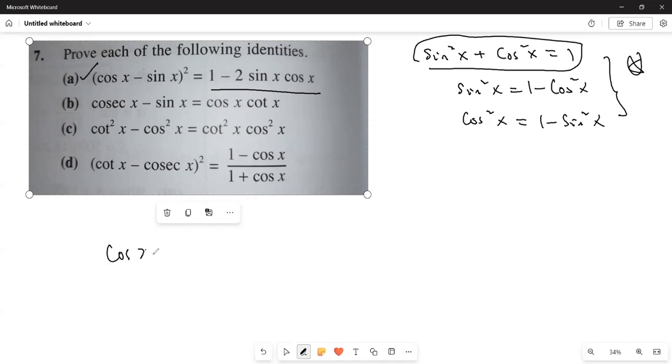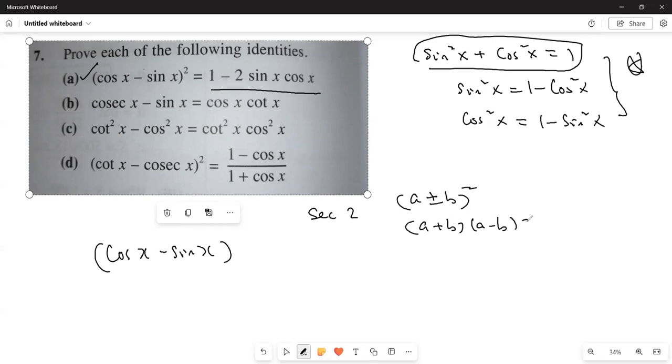When you have a square, what do you do? Remember how you spent your secondary 2 algebra? You have only this formula right now, correct? A plus B times A minus B equals A squared minus B squared. So when you have a square, you just expand: cosine squared x minus 2 sine x cosine x plus sine squared x. You see? So easy, right? So this is the left-hand side.